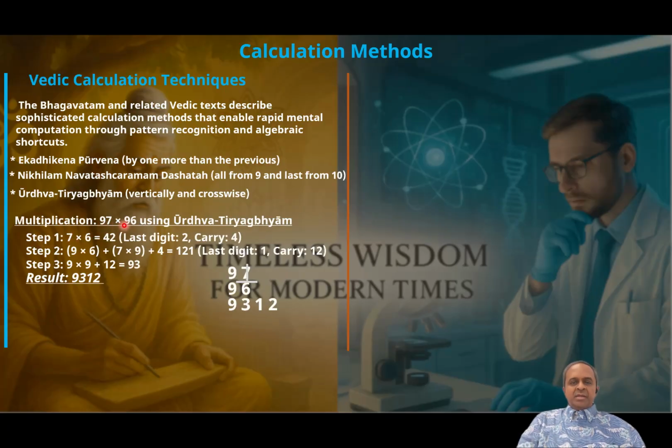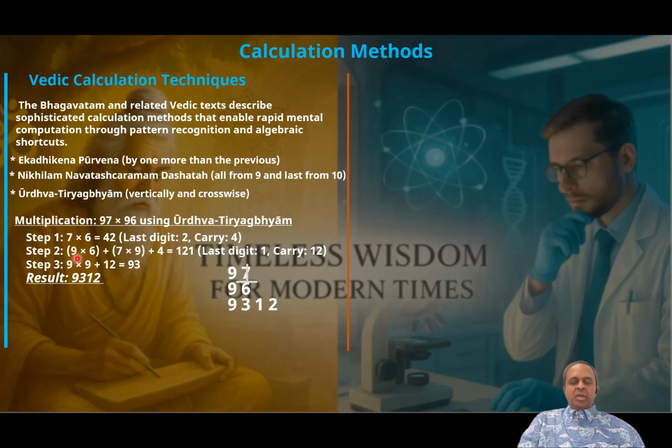So let's look at the calculation here on the left side, where we'll demonstrate Urdhva Tiryagbhyam with an example of multiplication, 97 times 96. What's step one? You take 7 times 6, that's 42. And then you say the last digit in 42 is 2, and the carry is 4. Right? So in your answer, the last digit is 2 and the carry is 4.